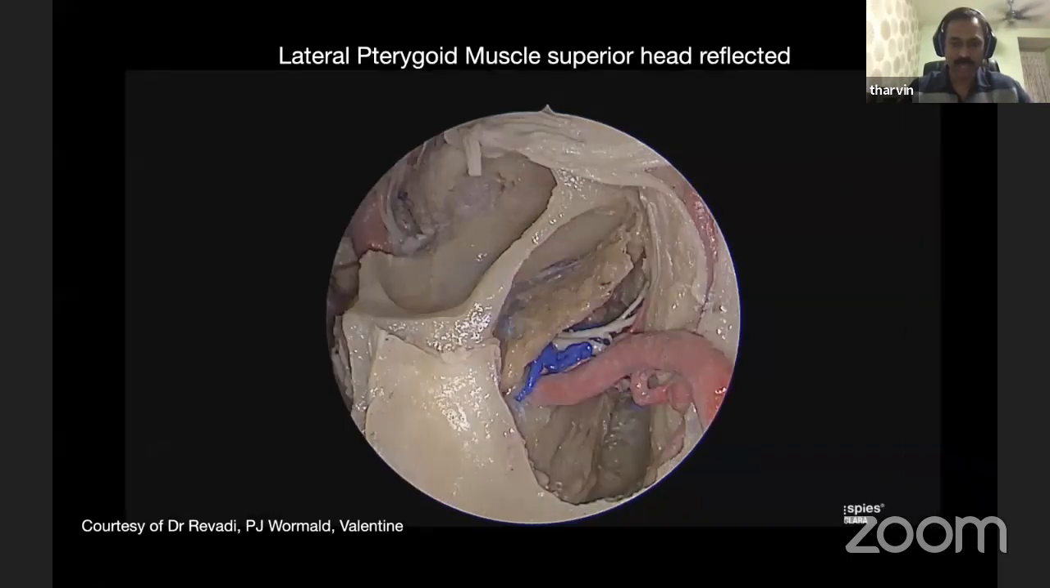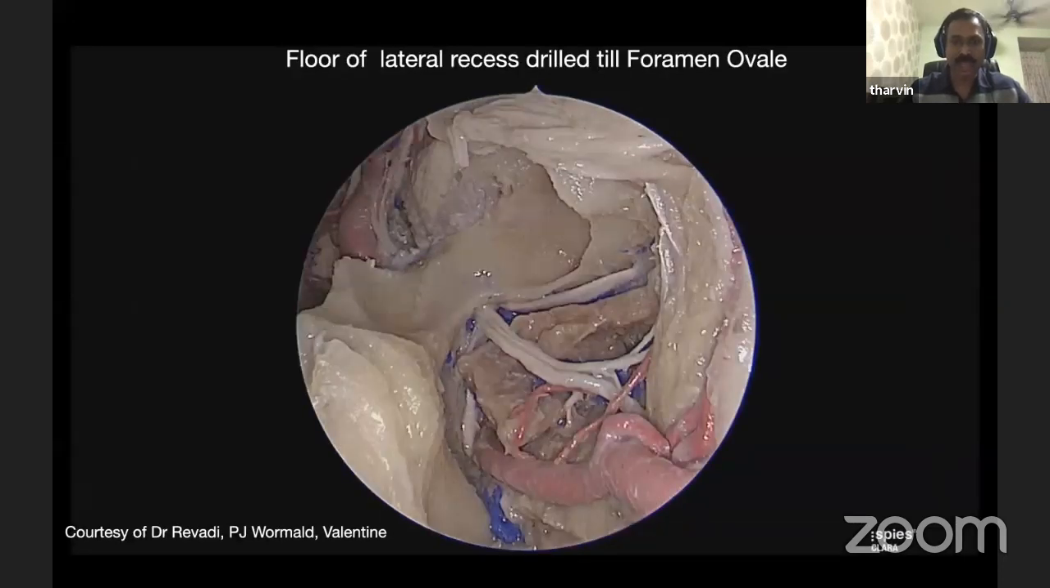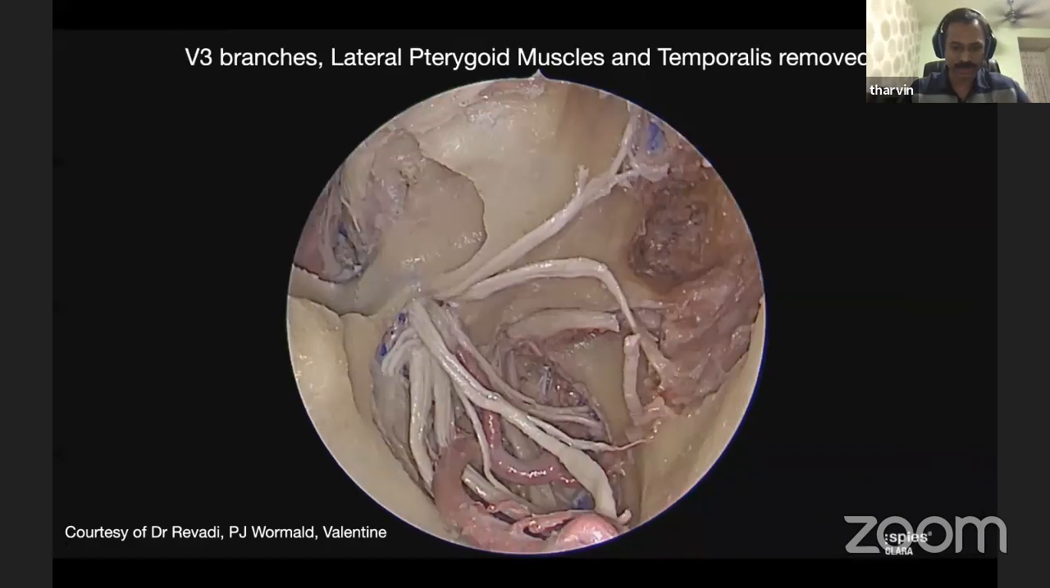So this is a view once the superior part of the lateral pterygoid has been reflected. And this is how I will identify V3 in my dissection. And this is after the pterygoid muscles have been removed and the floor of the lateral recess has been drilled out until foramen ovale. And you can see how the posterior branch of the V3 runs between the 2 heads of the lateral pterygoid muscles as well.